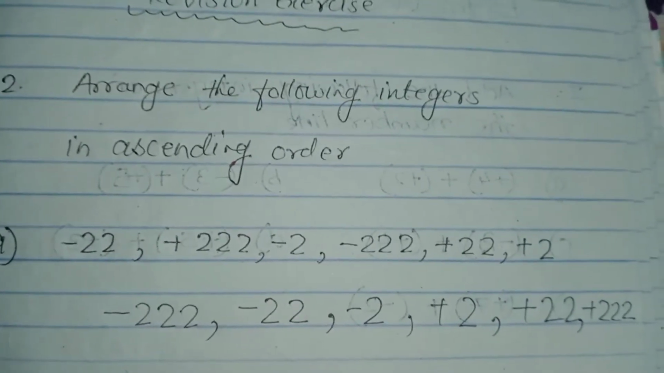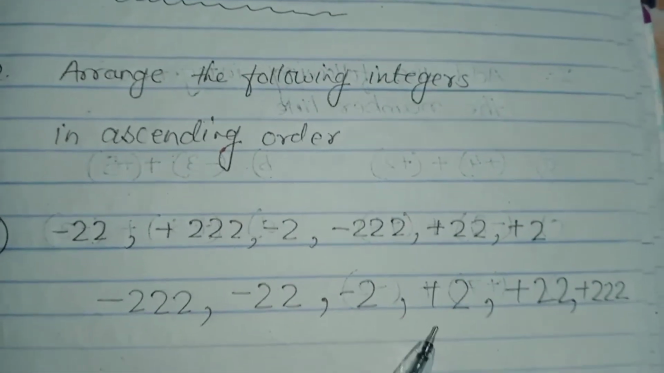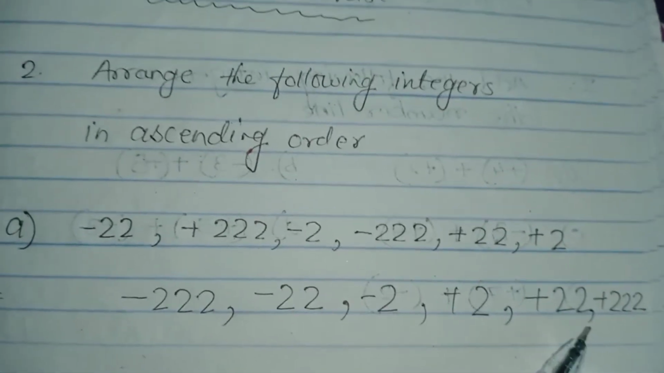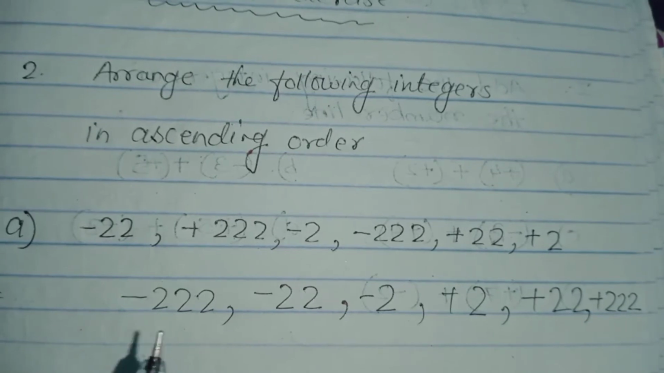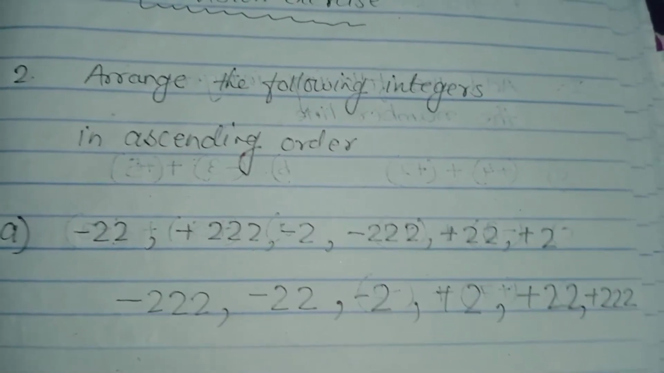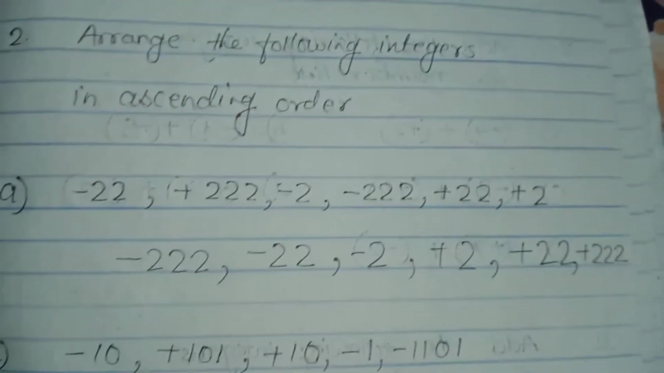First we have to see the negative integers, then we will see the positive integers. Positive ones you can do very easily. So you have to learn how to arrange negative integers in ascending or in descending order.